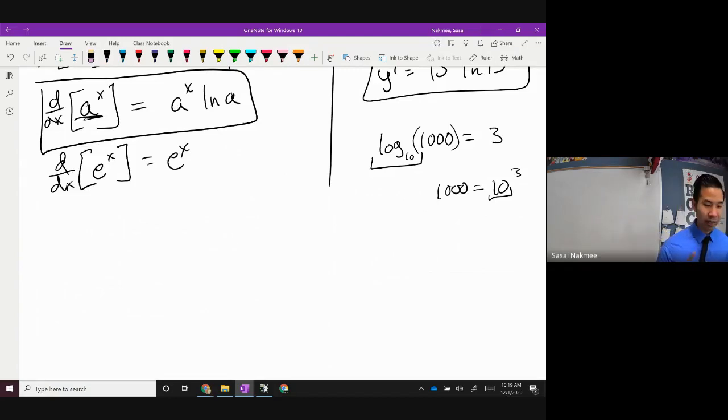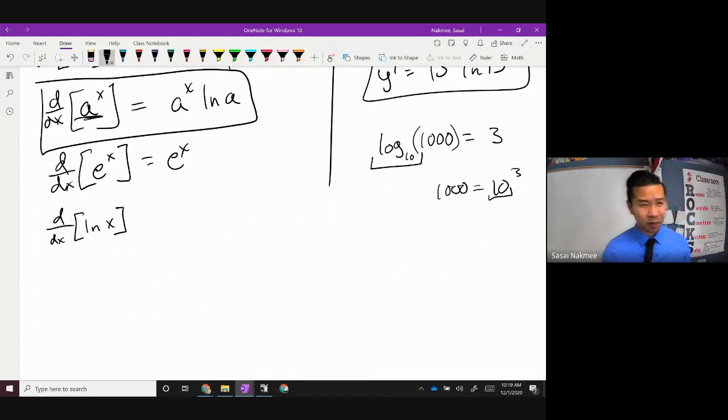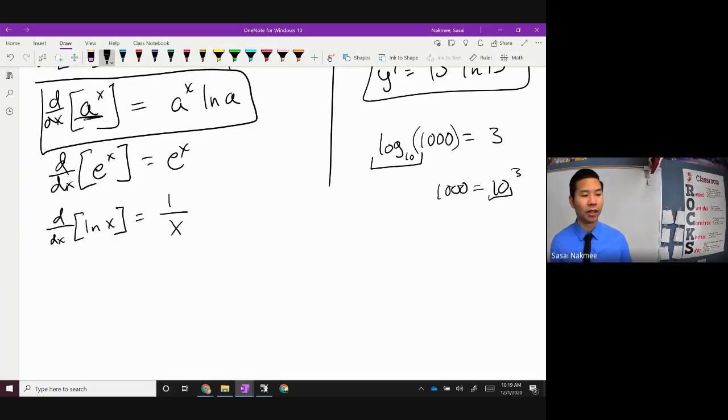Since we're actually talking about logs, there is a derivative here for the natural log of x. The derivative for the natural log of x, you ready to memorize this one? This one's just as difficult as the e to the x one. Actually, it's a little bit more difficult than the e to the x one. The derivative of the natural log of x is going to be equal to 1 over x. So whatever's inside here goes down underneath.